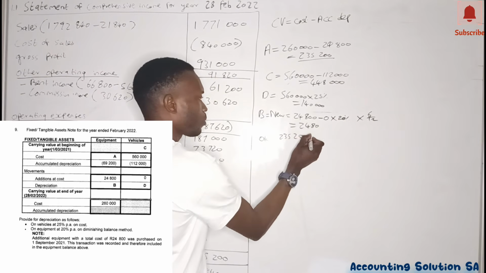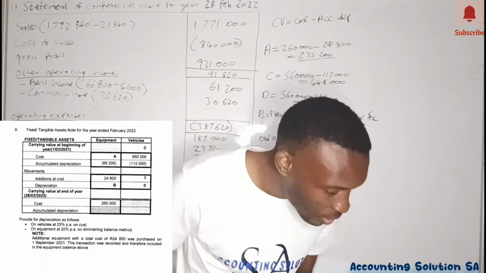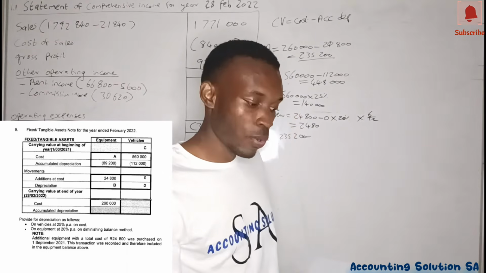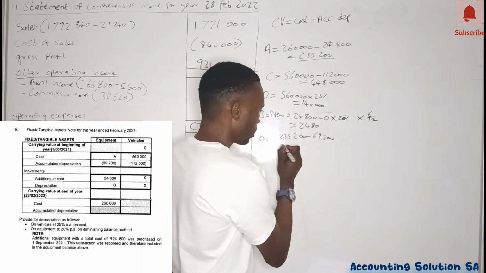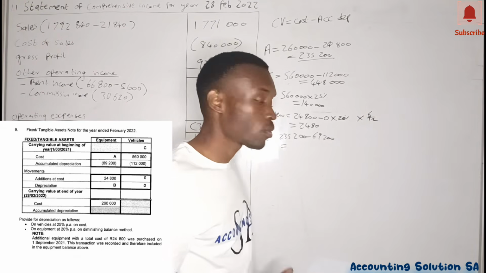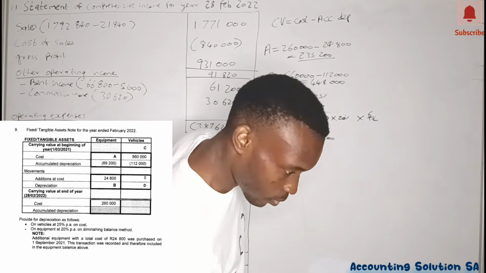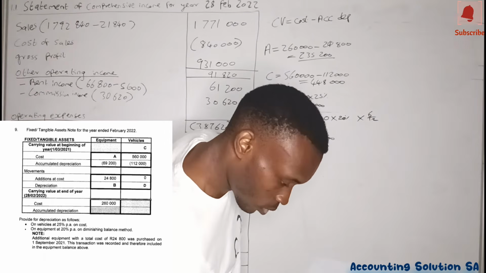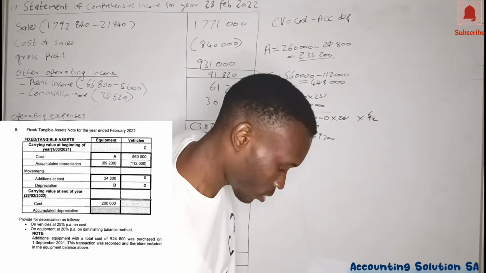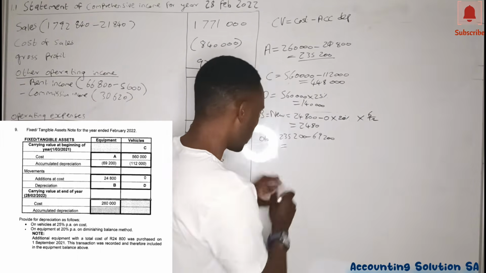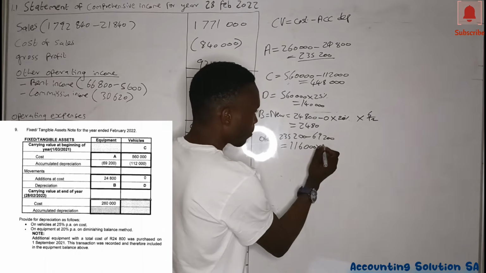Old one, we have 235,200, which we have to minus accumulated depreciation first, which has been given as you can see below. Number A, we have 69,200. Then we're gonna get current value, because for this method of diminishing, we have to use current value, not cost. So 235,200 minus 69,200. Then we're gonna get 166,000, and we multiply by 20%.